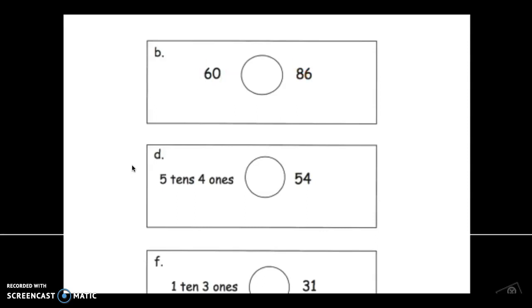So anyway, we're going to start that practice of comparing these numbers, and we're going to use that alligator. So let's first ask our students, all right, which number is bigger? Is the 60 bigger, or is the 86 bigger?